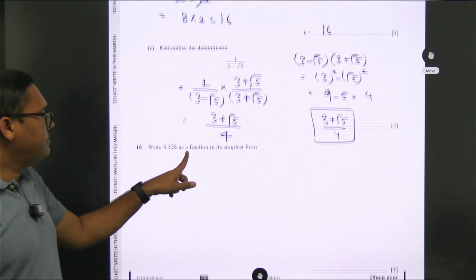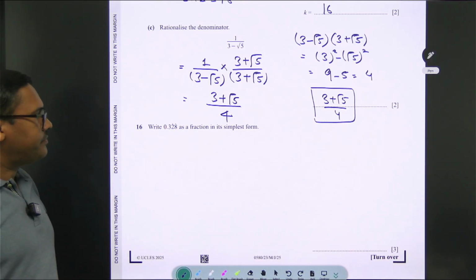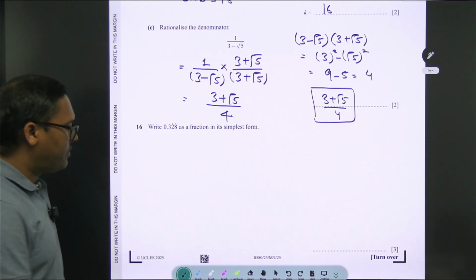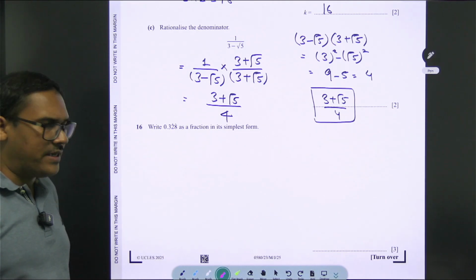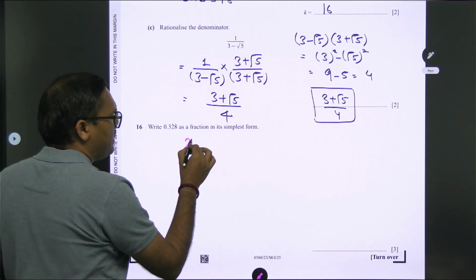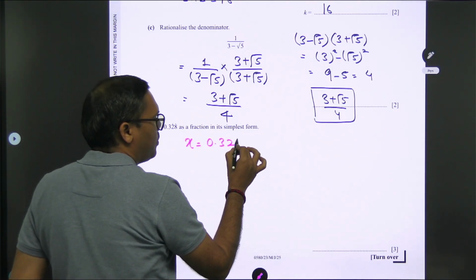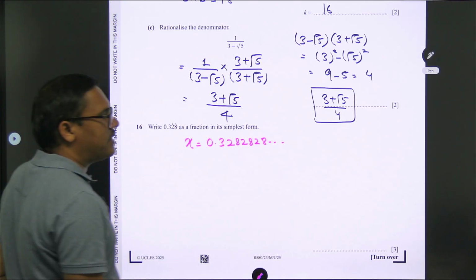Now the next question. Write this number as a fraction, in the simplest form. So now this is again a very standard question. How to convert the recurring decimal to a fraction. Okay. So what is this number? Let's say this is x. This is 0.3. Now what is recurring here? This is 28, 28, 28, and so on. This is recurring here. Okay.